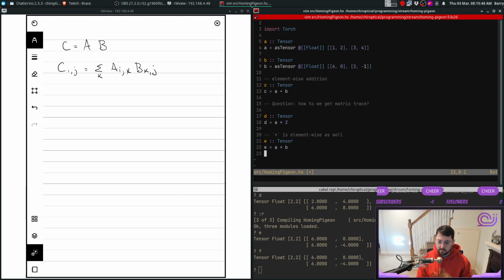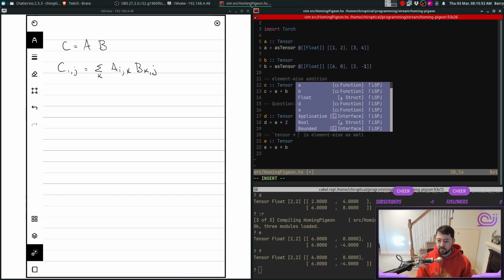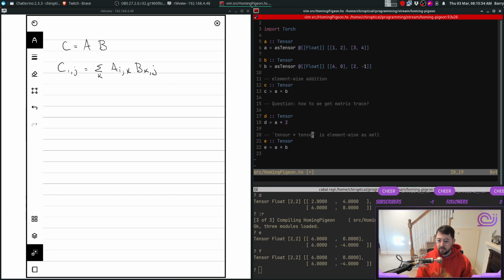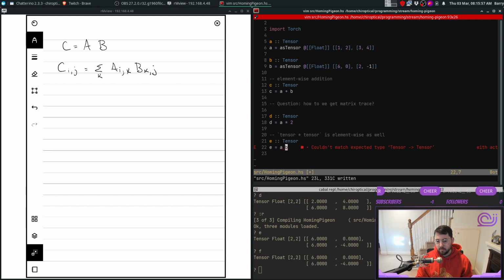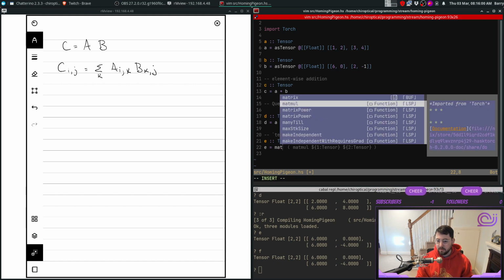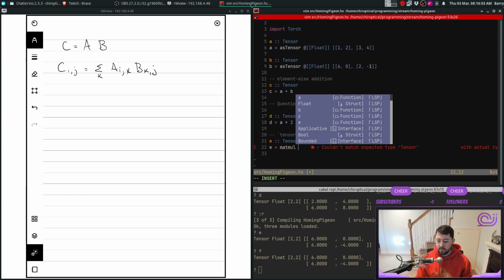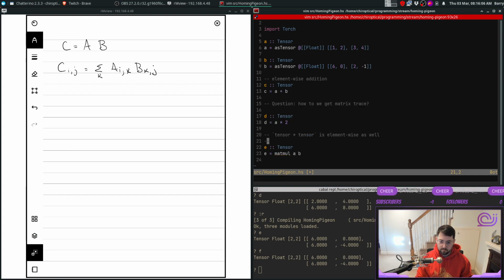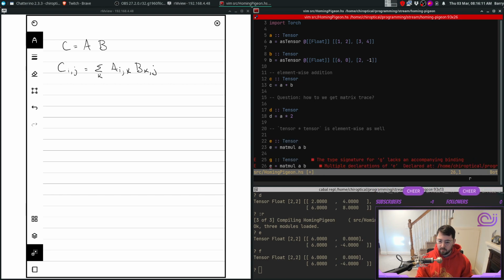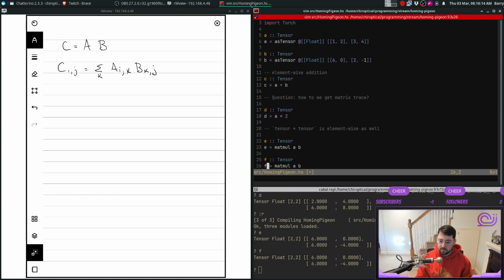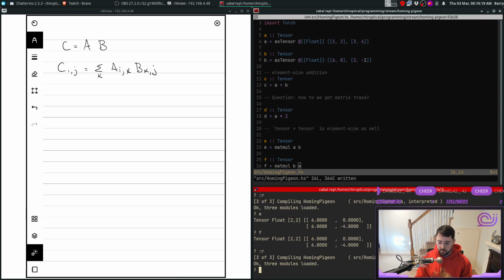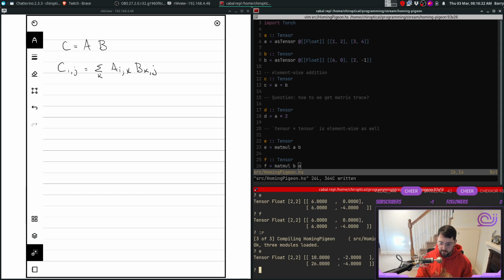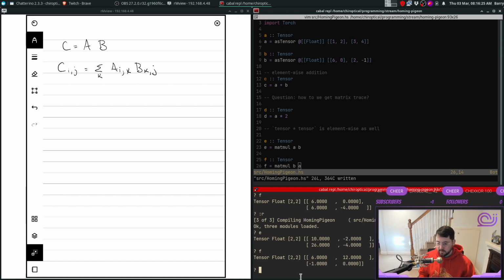So I don't really want this. Tensor times tensor is element-wise as well. What we want is probably matmul AB, and we want F to be matmul BA, and then reload this, and E and F. There we go. So I think that's the right answer.